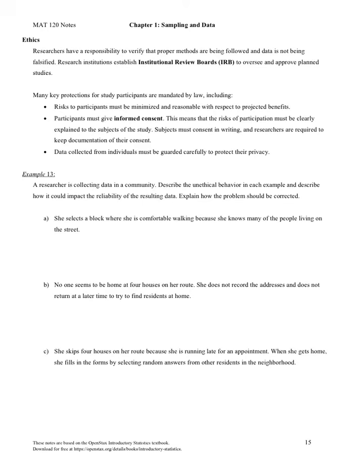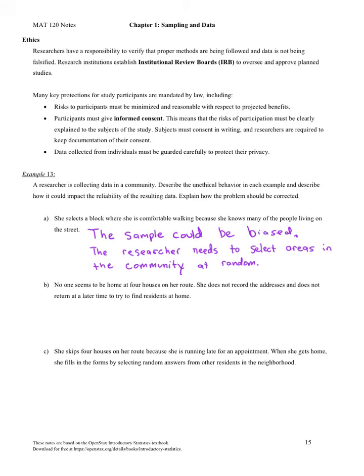On the next page, consider example 13. See if you can answer the following questions while the video is paused. In letter A, the researcher selects a block where she is comfortable walking because she knows many of the people living on that street. This sample here could be biased. How should we correct it? The researcher needs to select areas in the community at random.